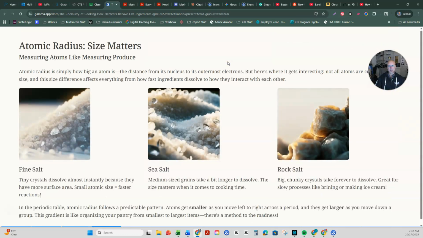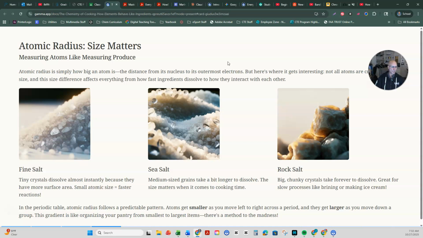So atomic radius. Size matters. Measuring atoms like measuring produce. Atomic radius is simply how big an atom is, the distance from its nucleus to its outermost electrons. But here's where it gets interesting. Not all atoms are created equal in size, and the size difference affects everything from how fast ingredients dissolve to how they interact with each other.